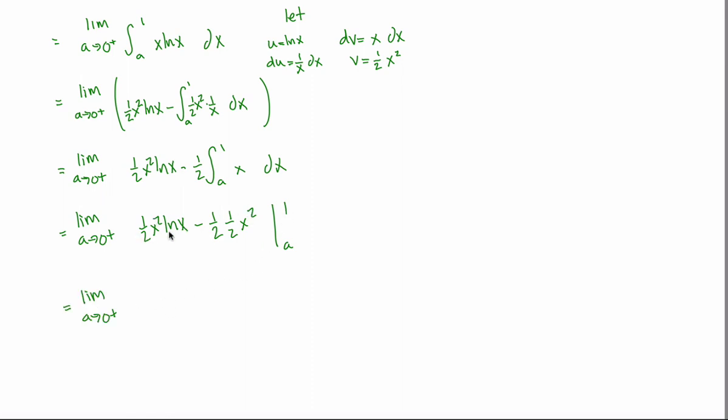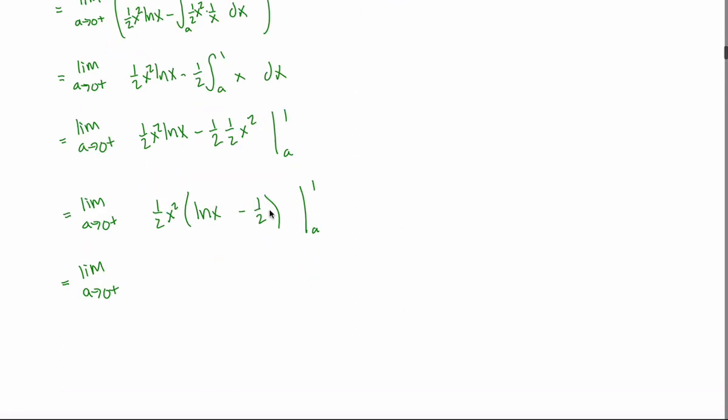And I don't know, you could probably just evaluate it the way it's written. You could also try to simplify it first. I'm not even sure what will make it easier. My gut instinct is to pull out a 1/2 x squared from both terms. And then what I have left over here is the natural log of x. And then what I have left over here is 1/2. And then evaluate that entire thing from a to 1. So let's see what happens here.